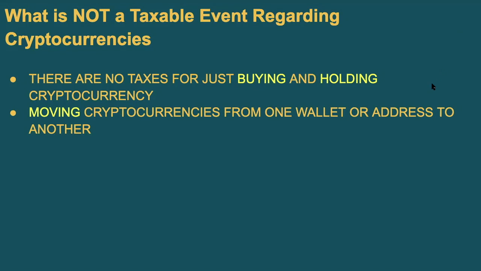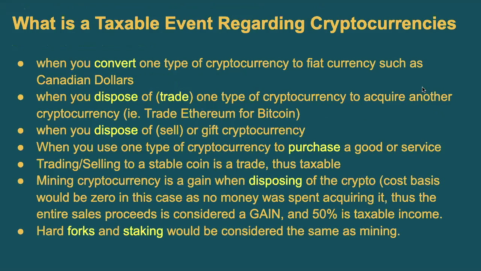However, there is a taxable event when you convert one type of cryptocurrency to fiat, such as the Canadian dollars, when you dispose of in a trade one type of cryptocurrency to acquire another cryptocurrency, such as trading Ethereum for Bitcoin, when you dispose of by selling or by gifting cryptocurrency, when you use one type of cryptocurrency to purchase a good or service. Trading or selling to a stable coin is a trade and thus taxable.